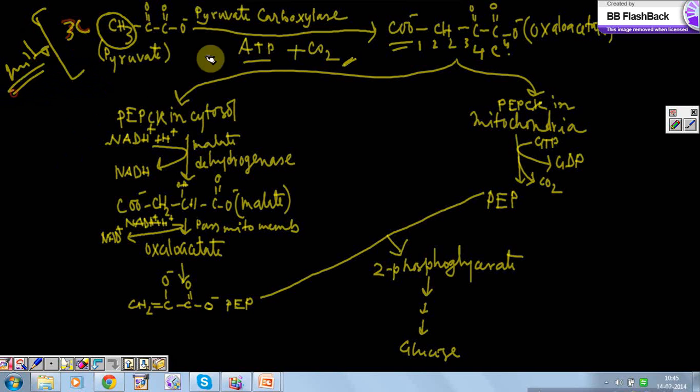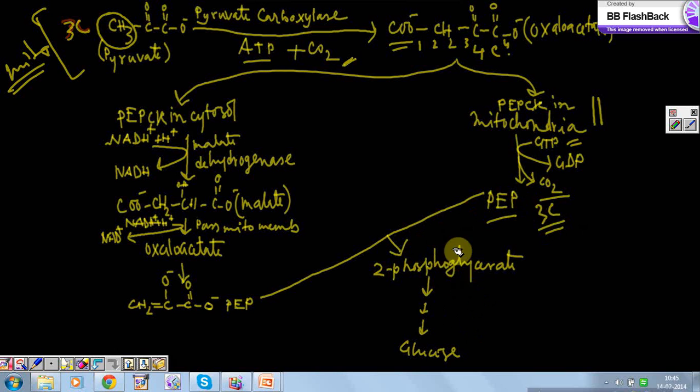So this oxaloacetate has to come into the cytosol, and it is not an easy task because oxaloacetate cannot penetrate the membrane of the mitochondria. So during the production of phosphoenolpyruvate by the enzyme phosphoenolpyruvate carboxykinase, PEPCK, if it is present in the mitochondria, then there is no problem. The enzyme, with the help of GTP, takes out one carbon dioxide and produces phosphoenolpyruvate, which is of 3 carbon.